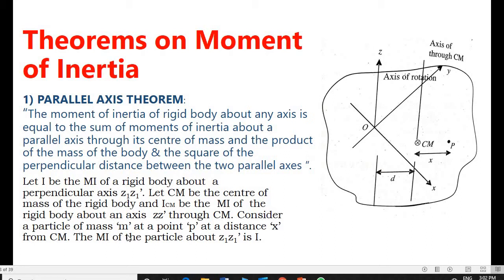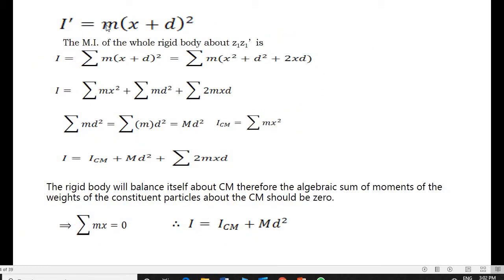Consider a particle of mass m which is at a distance x from the center of mass. The moment of inertia of the particle about z1, z1 dash is I dash, which is given by I dash equals m into (x plus d) whole square, because moment of inertia is given by the product of mass and the square of the distance. So I dash is equal to m into (x plus d) whole square.